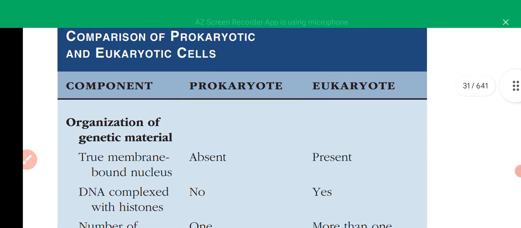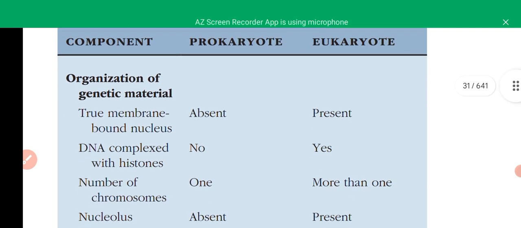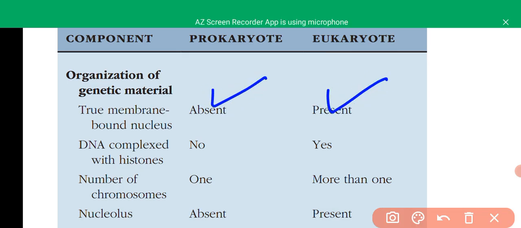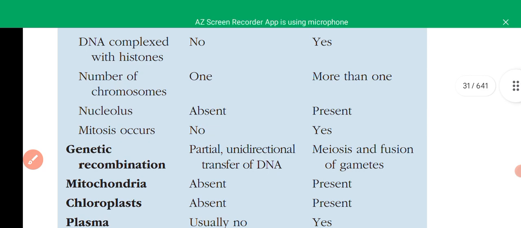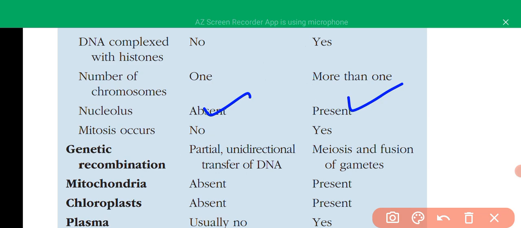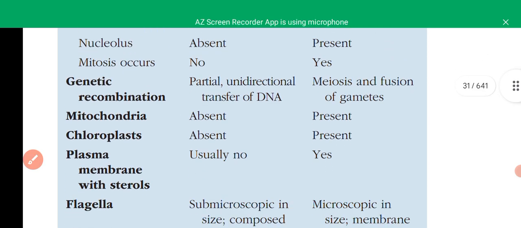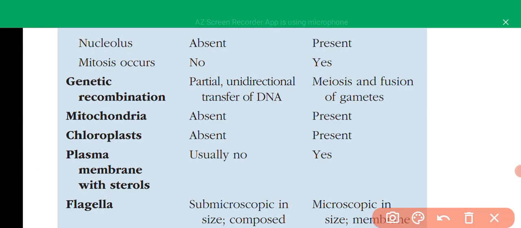Here we will discuss the difference between prokaryotic and eukaryotic cells. That is also very important. Membrane bound nucleus is absent in prokaryotes but present in eukaryotes. DNA complexed with histone is not present in prokaryotes but present in eukaryotes. Number of chromosomes is 1 in prokaryotes, and in eukaryotes more than 1, or maybe 1. Nucleolus is absent, since there is no nucleus there will be no nucleolus, and nucleolus is present inside the nucleus. Mitosis does not occur in prokaryotes, but mitosis occurs in eukaryotes. Genetic recombination in prokaryotes is a partial unidirectional transfer of DNA. Meiosis and fusion of gametes is the genetic recombination in eukaryotes.